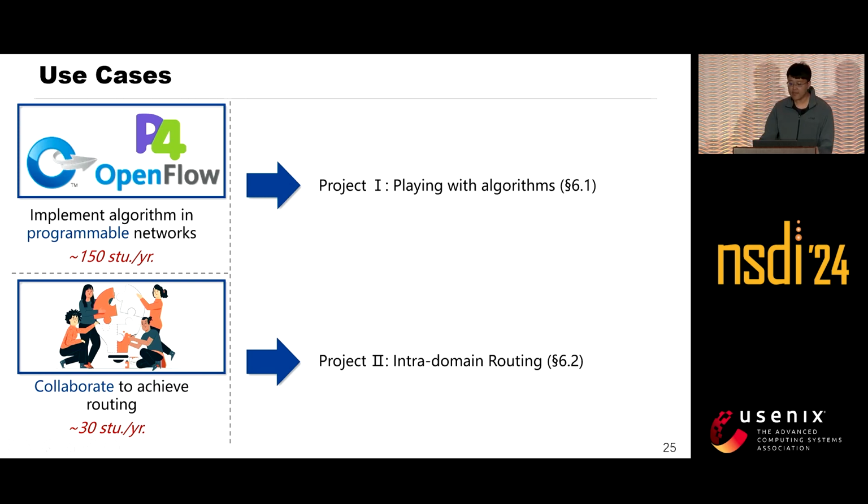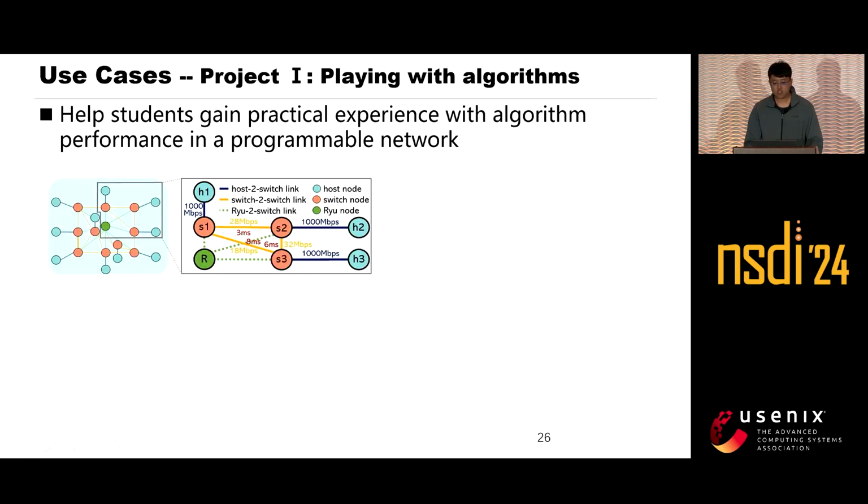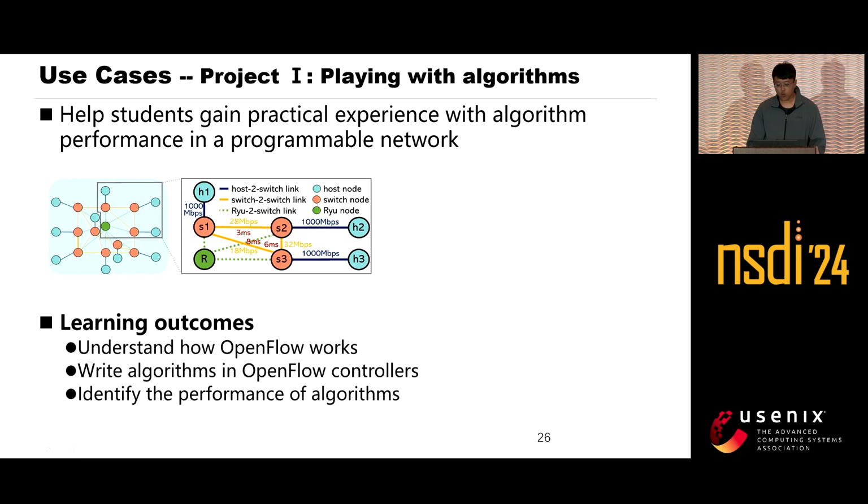Next, let's dive into the playing with algorithm project and the intra-domain routing project. The purpose of the playing with algorithm project is to provide students with a deeper understanding of the performance of the classical shortest path computation algorithm through programmable networks. We expect that at the end of the program, students will be familiar with OpenFlow and be able to successfully validate the performance of their algorithms.